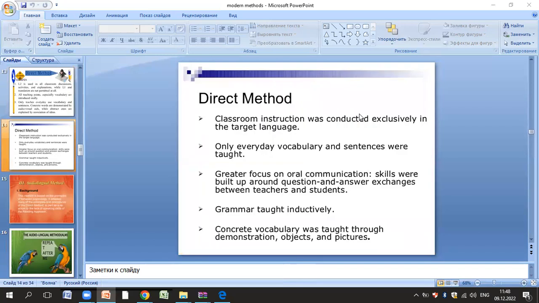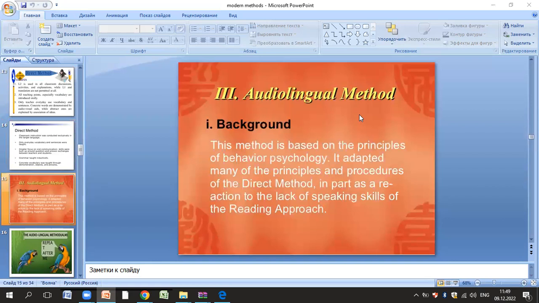Direct method: classroom instruction was conducted exclusively in the target language. Only everyday vocabulary and sentences were taught. There was greater focus on oral communication skills, built up around question and answer exchanges between teachers and students. Grammar was taught inductively. Concrete vocabulary was taught through demonstration, objects, and pictures.